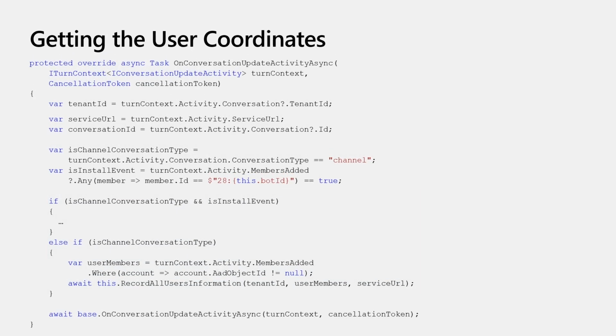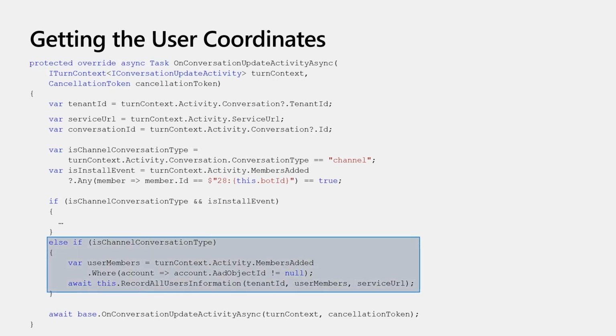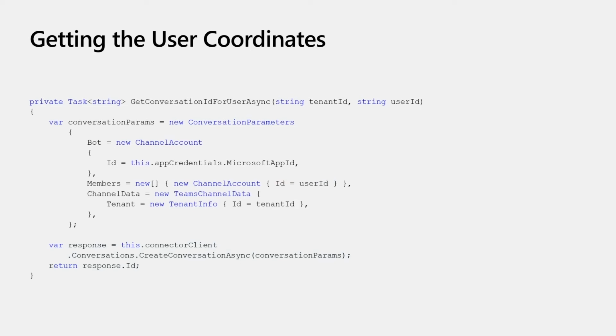Now, let's look at the code that handles new users. In this block, we can see that the members in the incoming conversation update activity already have the information we need. So we just store it. Now, let's finally look at how to get the conversation coordinates from this information.